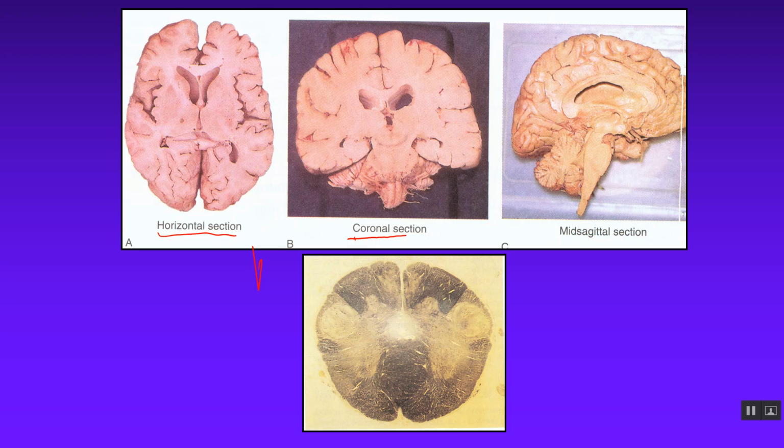And then down below, that's a brainstem section, and that is a horizontal section through the brainstem. Okay. Most commonly, once you get to the brainstem and spinal cord, you only see horizontal sections. You just rarely see any other kind of section through that. You're mostly just going to see horizontal sections. Okay.